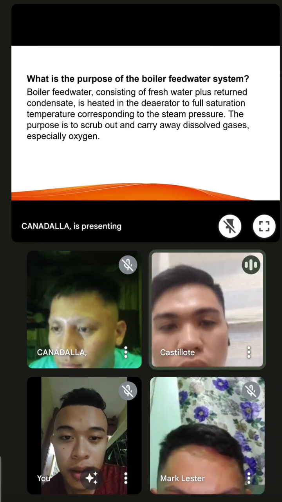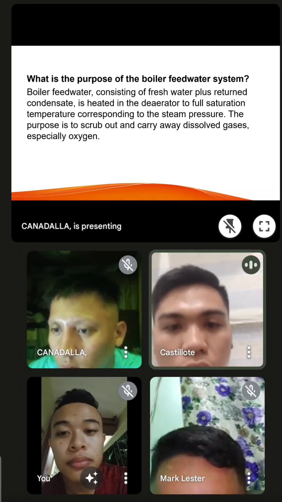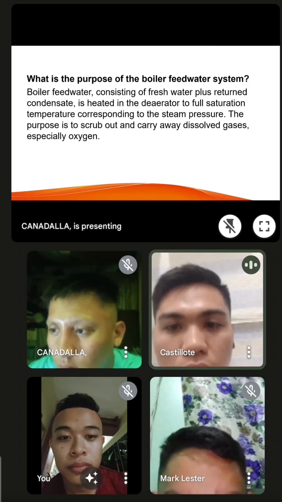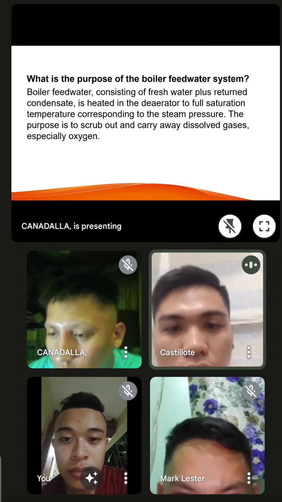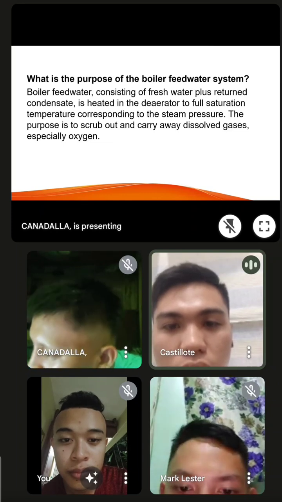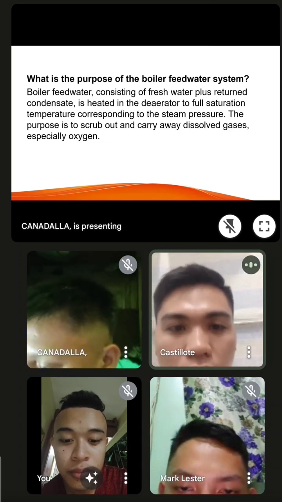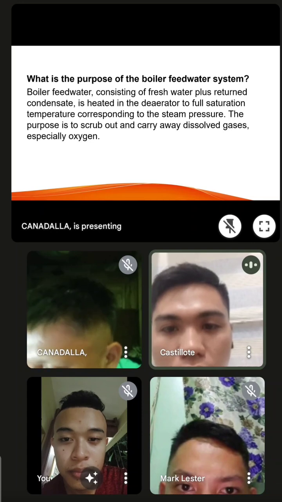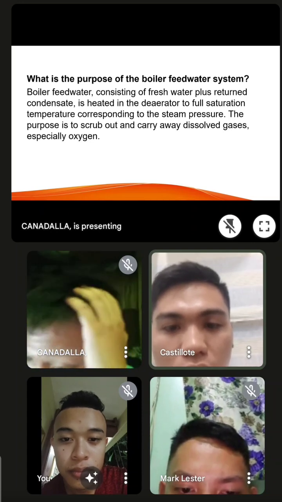The purpose of the boiler feedwater system. Boiler feedwater, consisting of fresh water plus returned condensate, is heated in the generator to saturation temperature corresponding to the steam pressure. The purpose is to scrub out and carry out dissolved gases, especially oxygen.